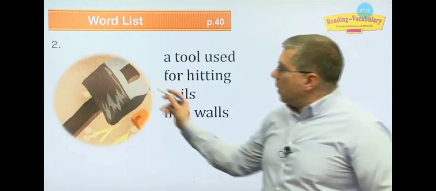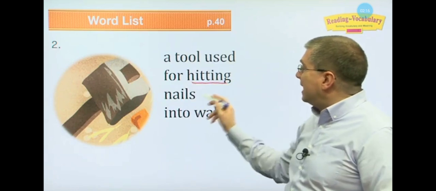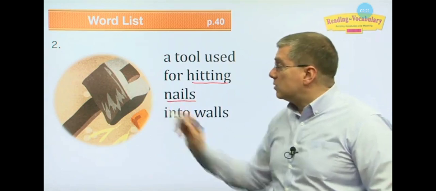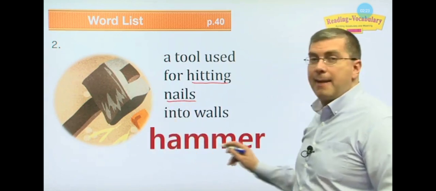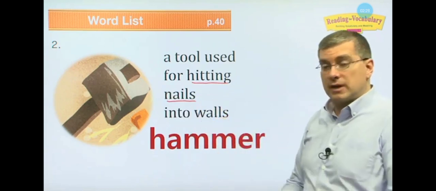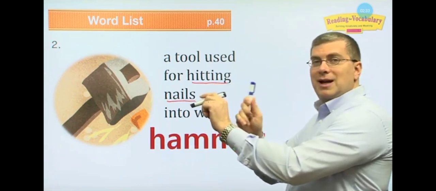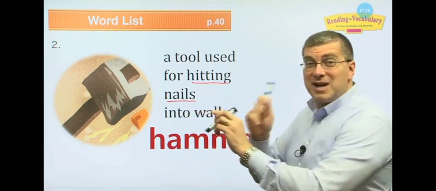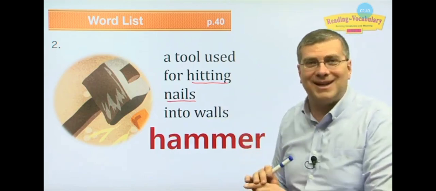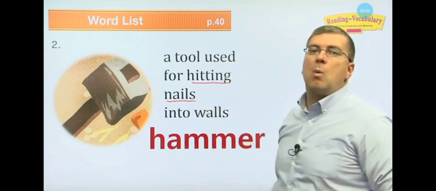Number 2. What type of tool is it? We use it for hitting nails into a wall, right? It is called a hammer. A hammer is used to hit nails into a wall. So this is a hammer hitting my nail. I'm pounding it into the wall. Be careful using a hammer. You don't want to hit your finger, right? So the hammer is used for hitting nails into a wall.